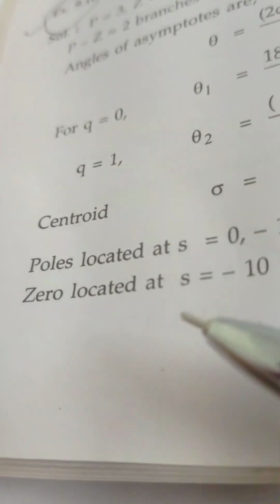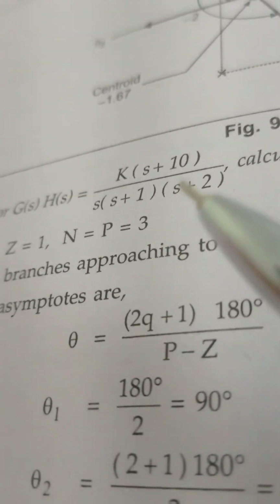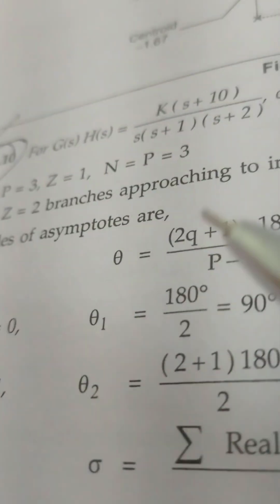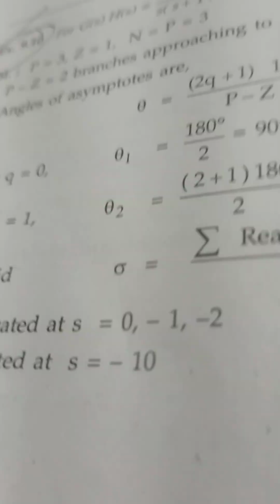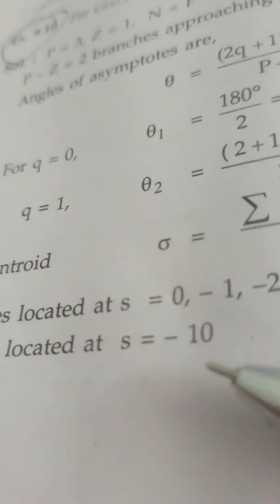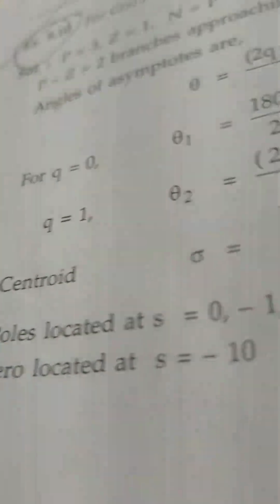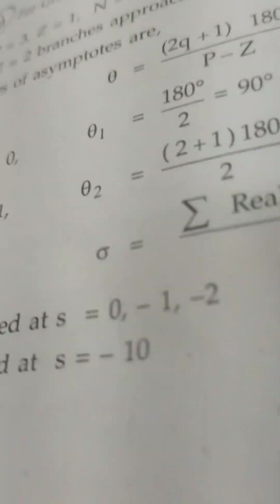Therefore, the zero is located at s plus 10 equal to 0, which means s equal to minus 10. The zero is located at minus 10. Therefore, there are 3 poles, and their positions are like this.